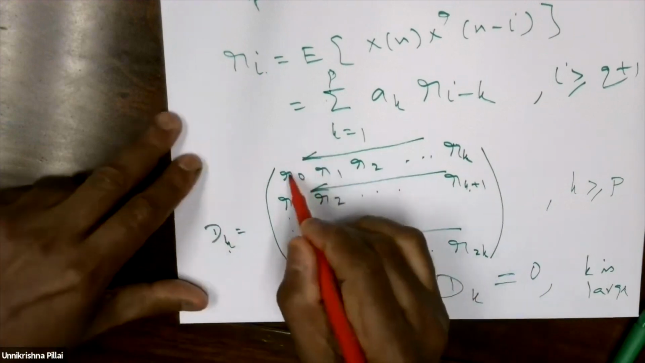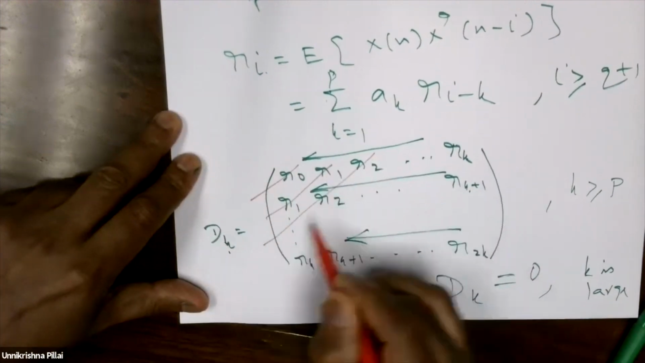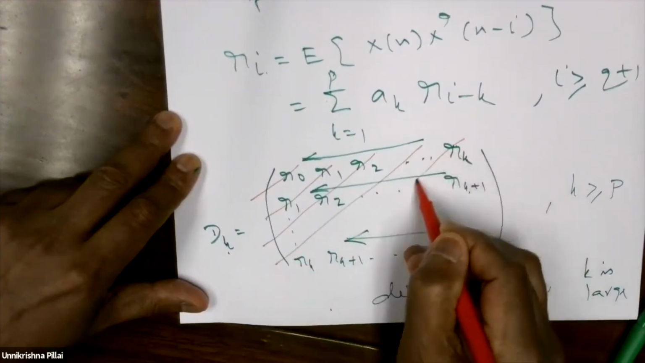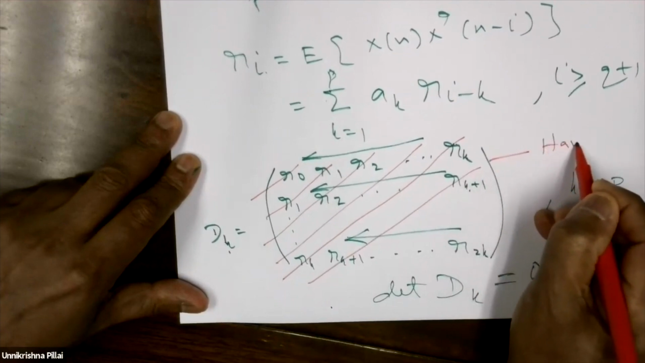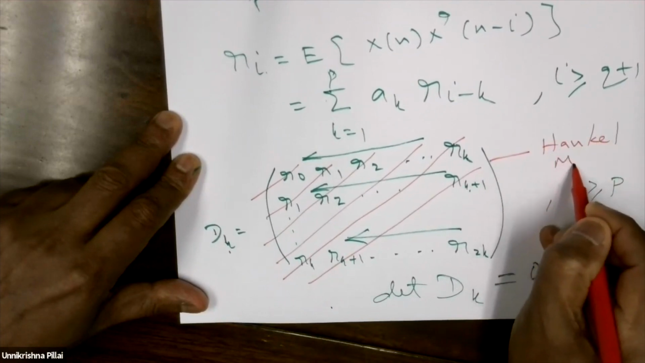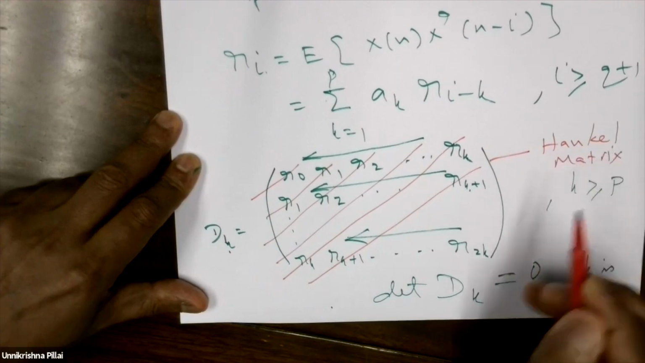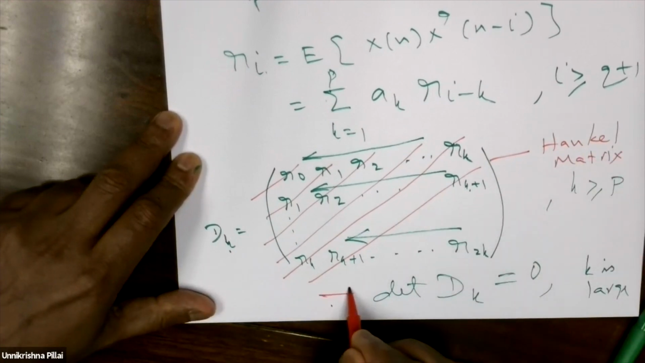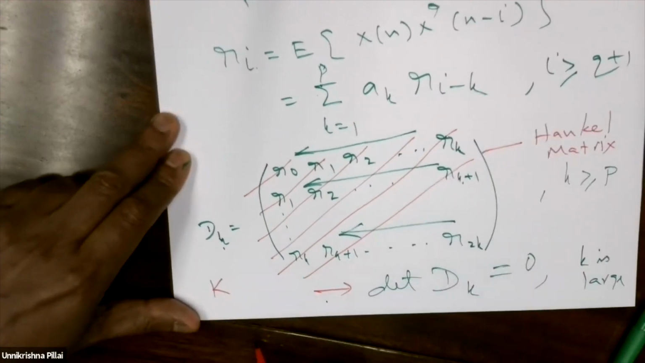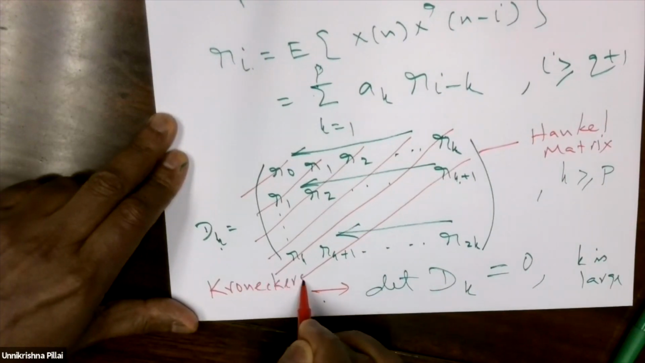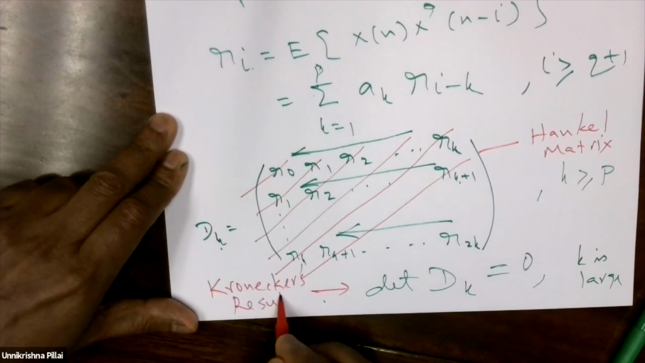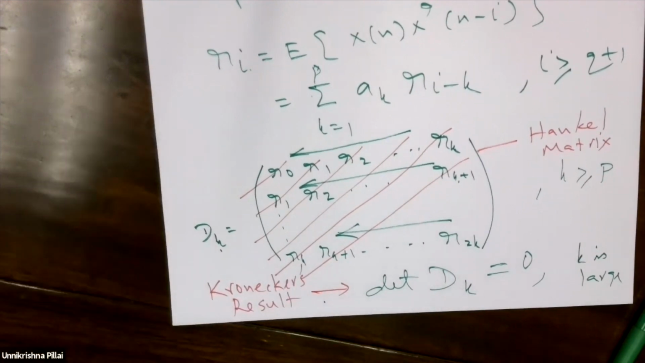Matrices like this are called Hankel matrices, because all the diagonal entries are equal in this manner. So this is called a Hankel matrix. And this property, I think, is due to Kronecker. Kronecker was a mathematician from last century or before that, I think.